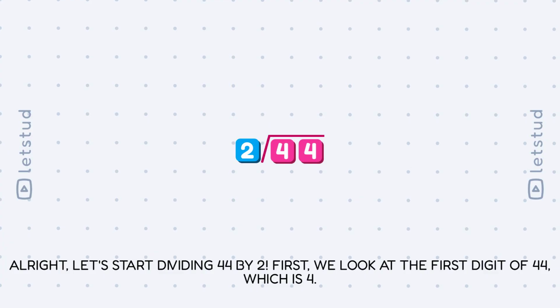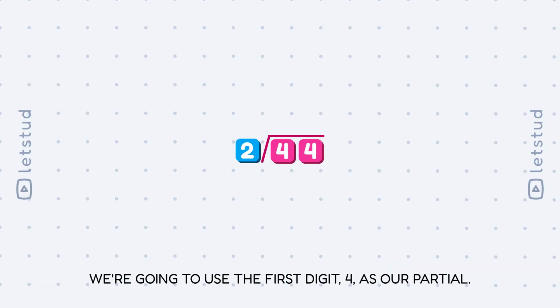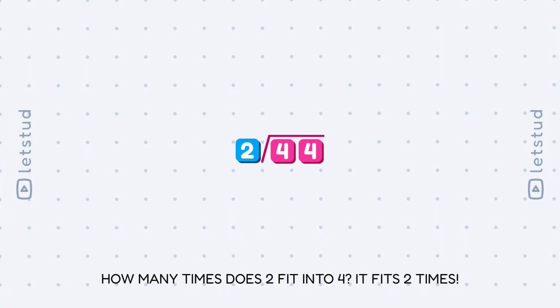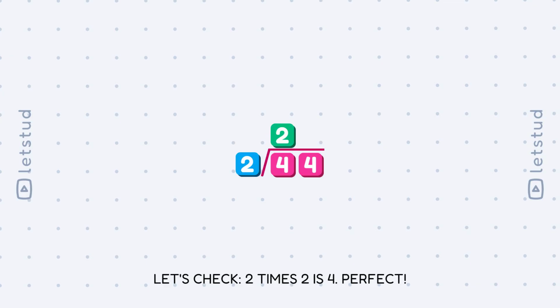Alright, let's start dividing 44 by 2. First, we look at the first digit of 44, which is 4. We're going to use the first digit, 4, as our partial. How many times does 2 fit into 4? It fits 2 times. Let's check. 2 times 2 is 4, perfect.